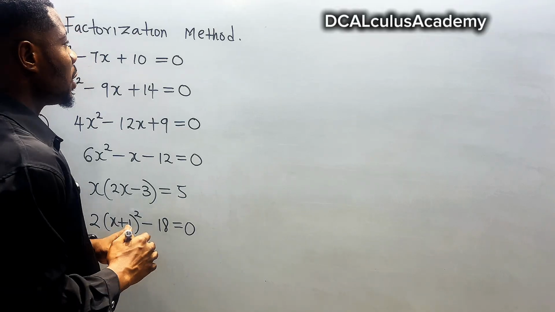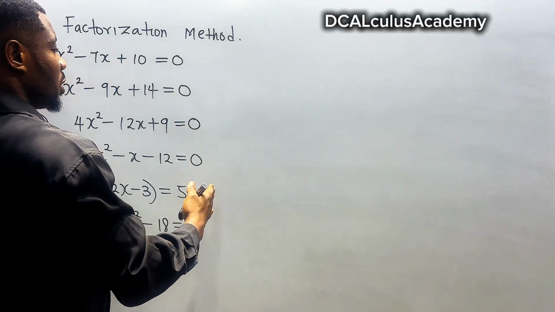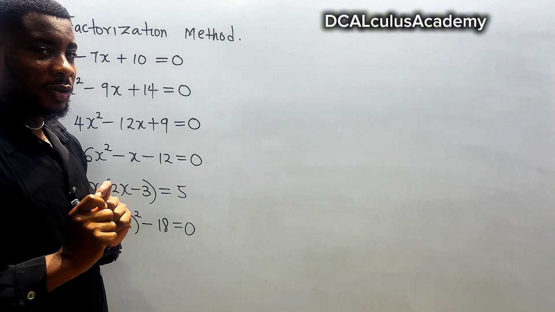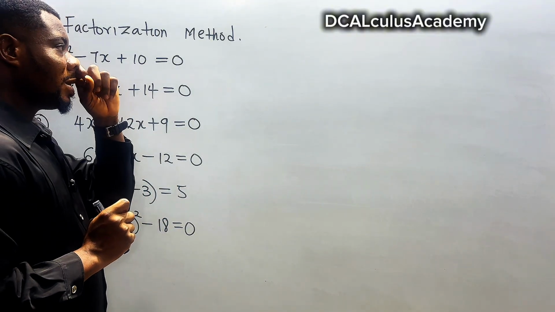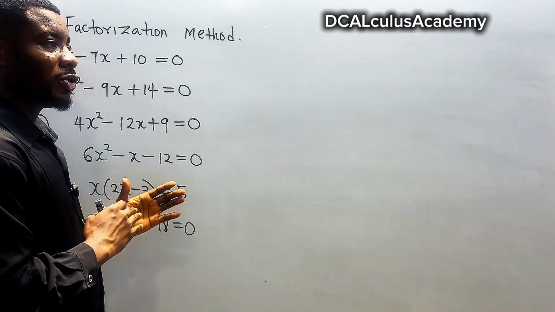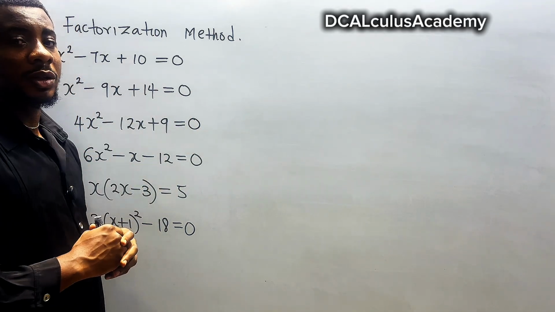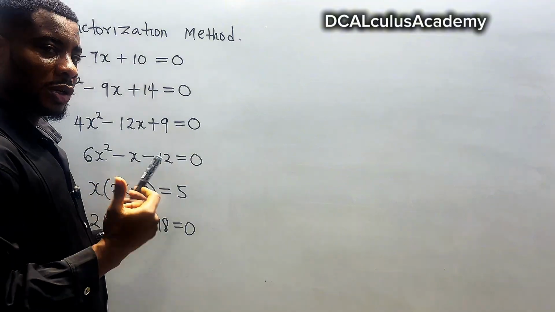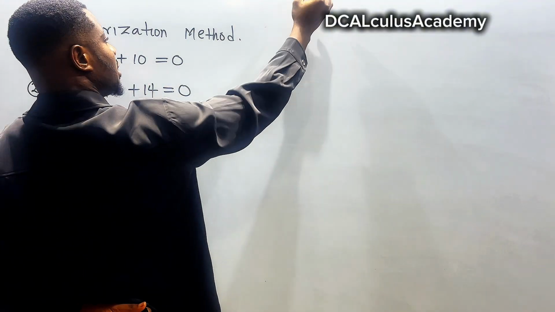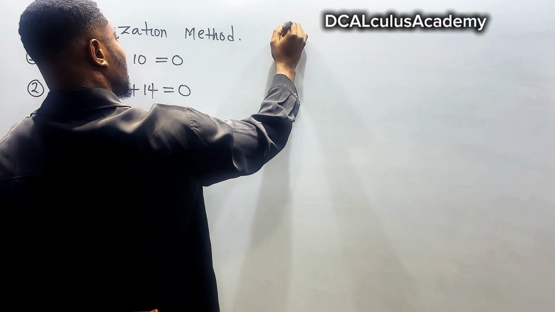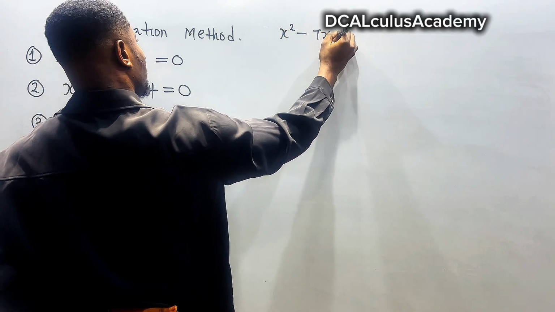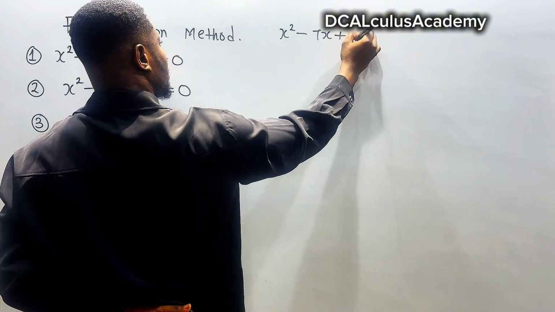Okay, now the factorization method can only solve quadratic equations that are factorizable. So it means that if a quadratic equation is not factorizable, we cannot use the factorization method. Now, how do we work with factorization method? Let's start with this question here. It says solve or factorize x squared minus 7x plus 10.